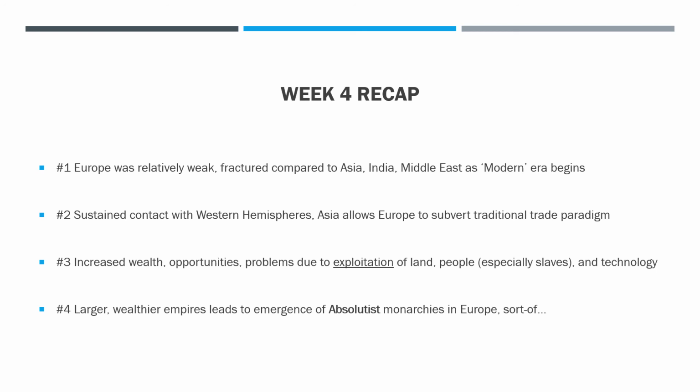And then finally, number four, the larger, wealthier empires of Europe lead to the emergence of absolutist monarchs in general. Monarchs tend to have a lot of power, they tend to have a lot of prestige, they tend to rule by imperial fiat, in other words, demand, but not always. England's a great example of this. The Netherlands is another good example of how this breaks down. The Netherlands really never emerges as an absolutist monarchy, neither does England. But in general, when we're talking about Spain, Portugal, France, Russia, they are very centralized states. They become very authoritarian. They become very absolutist.